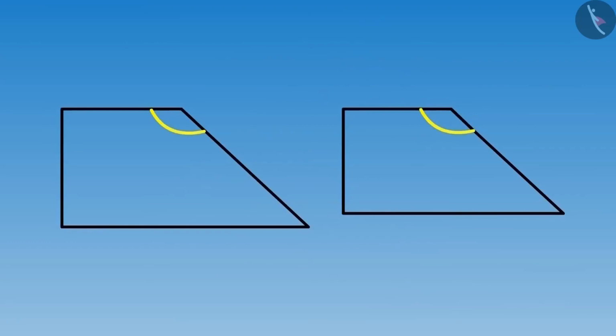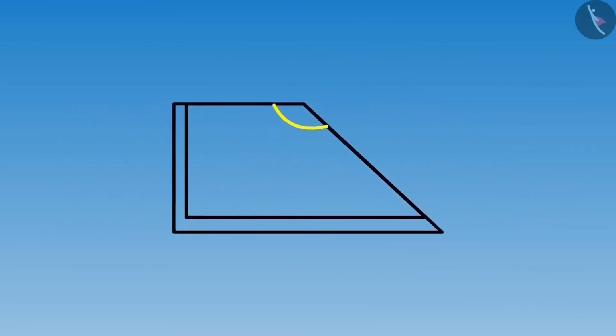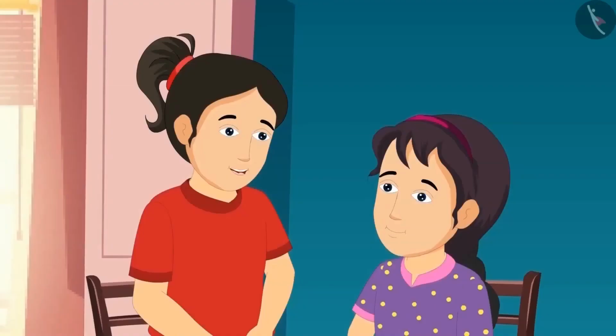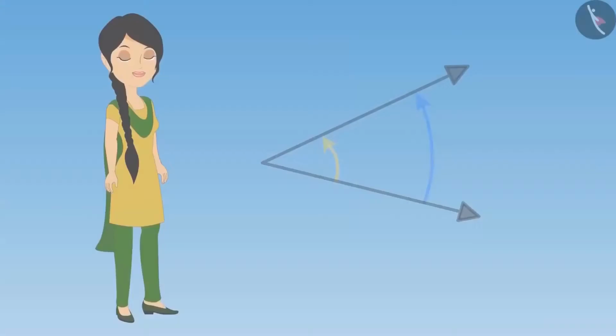So let's place these two shapes on top of each other like this and think again. Do you still believe that both the angles are different? No, sister. They are exactly the same. Okay, so that means angles do not depend on the length of the sides. Now I have understood this very well, sister.